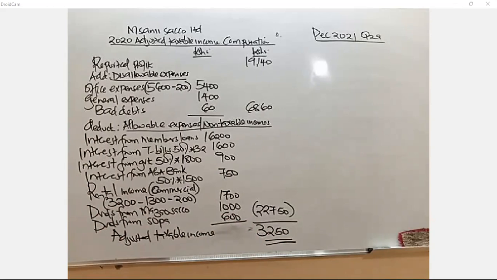I've asked you, where are you getting the 1,300 for land income? When you look on the expenses as given in the question, we have repairs of the rented property.